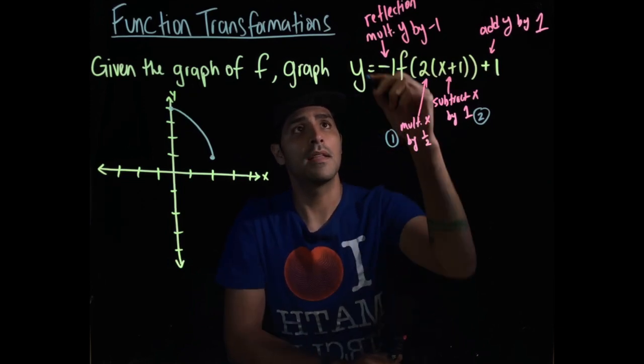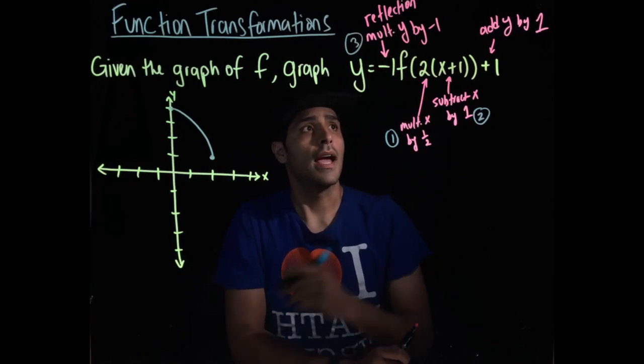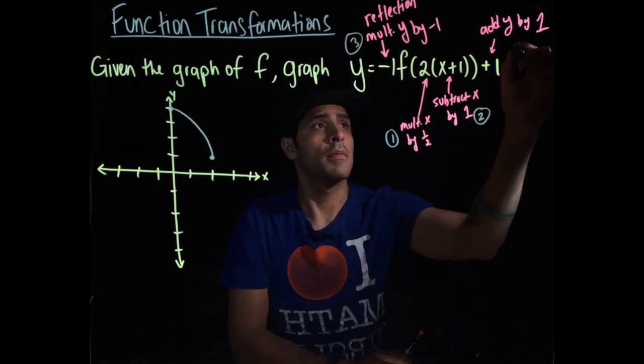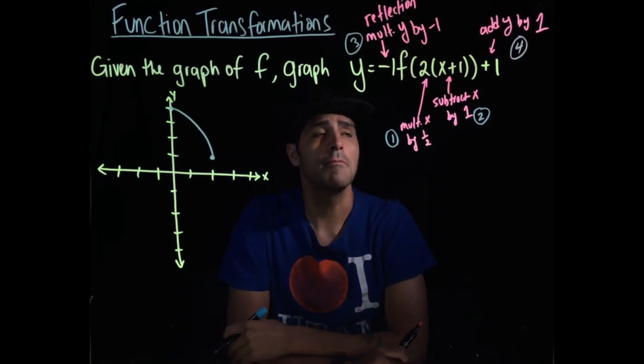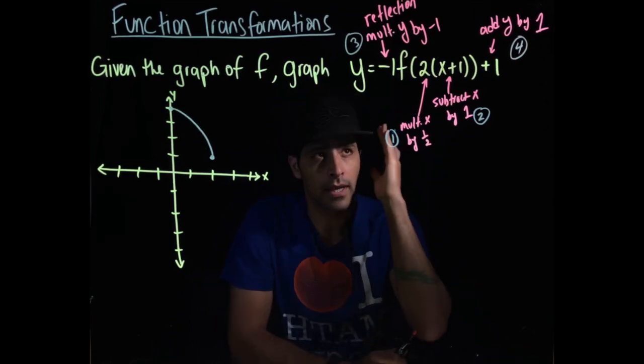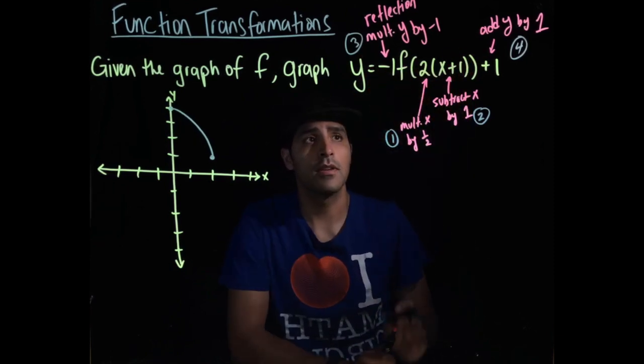So I'm going to multiply this as my third step. And then lastly, we'll add. So that will be my fourth thing I'm going to apply as a transformation, okay? So I note down each different transformation. I write down in order that I'm going to do it.